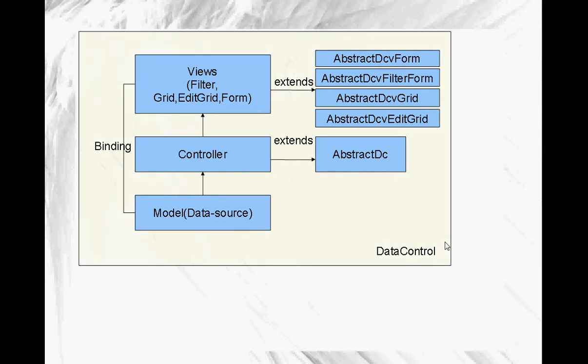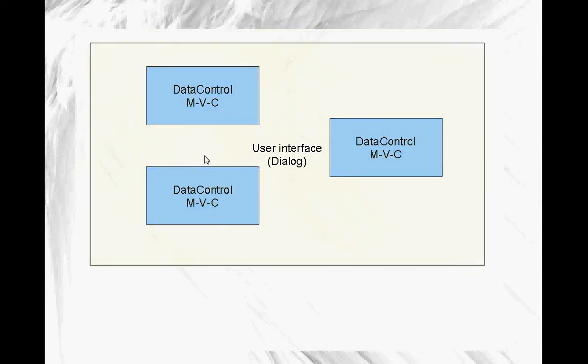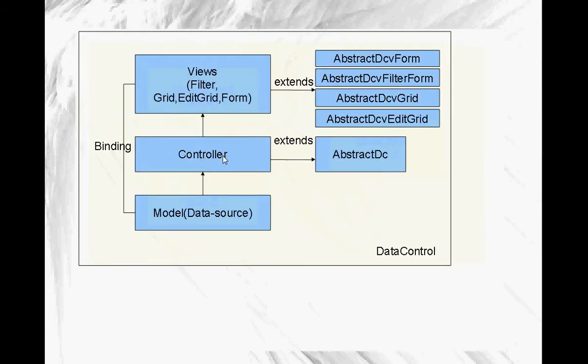The architecture is something like this. The data control, as I said previously, is a model view controller. There is a controller which is aware of a model. We call it data source, and there are certain views which are aware of the controller.